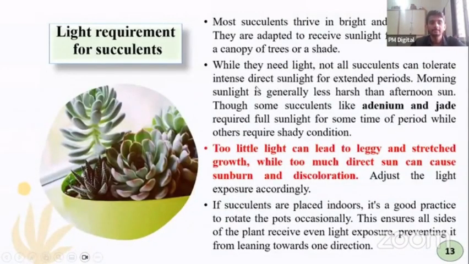Now coming to the light requirements for succulents. Succulents generally grow in shady and semi-shady condition, but some species like Adenium and ZZ plant require 4 to 5 hours of direct sunlight. If you are providing less light, then you will find leggy growth and stretch growth. But in case of more sunlight, sunburn and discoloration will be there.